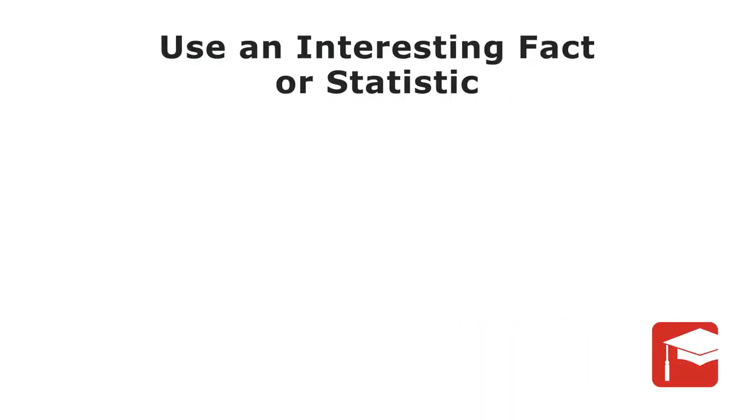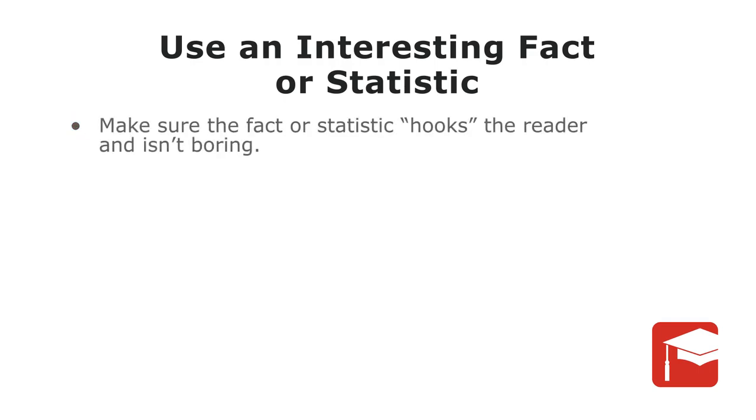The first tactic you can use, after you've written your first sentence that includes your keyword, is to start with an interesting fact or statistic. Obviously, this fact or statistic shouldn't be boring. And secondly, it shouldn't be an overused fact or statistic. If something's really well known in your industry, then you shouldn't use it, because it's not going to hook anyone who has at least base knowledge of your industry.